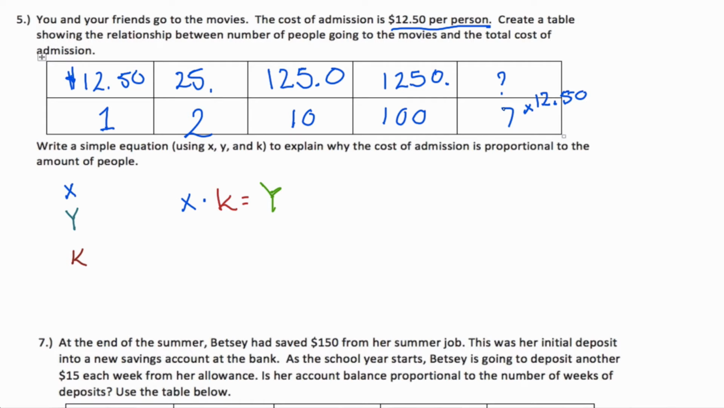I would multiply the x number, 7, times the rate of $12.50, right? And I would write $12.50 times 7, and we'd get $87.50. I would get the cost. I would get the y value. That would be $87.50. So erase this and write in $87.50. Okay, so that's one equation. You could stop right there.